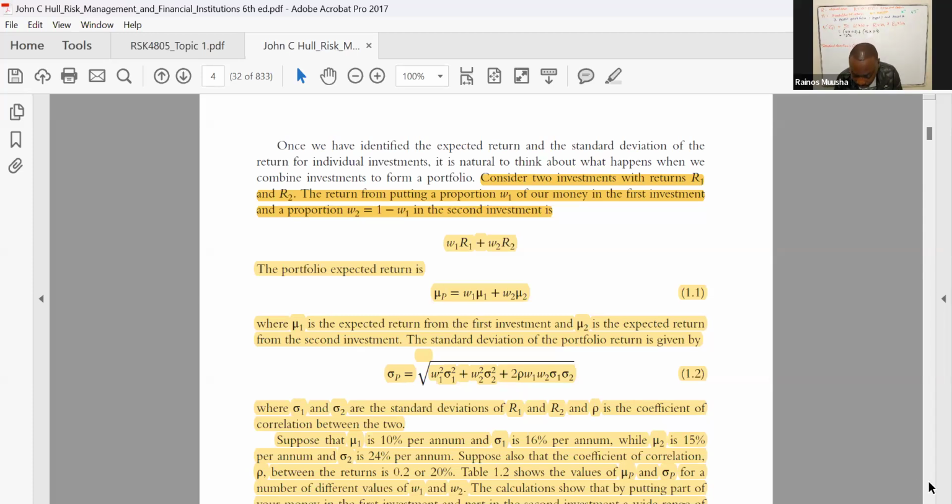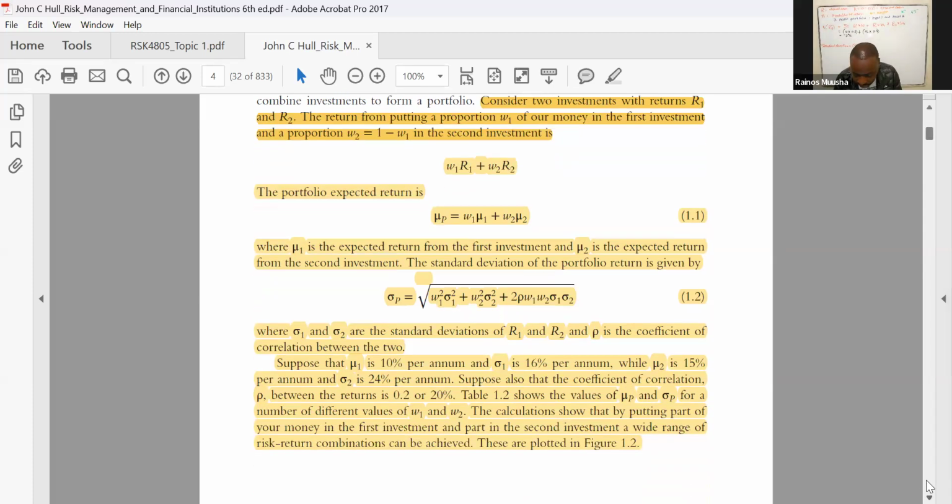And remember, on the question, they gave us the standard deviations. For asset 1, the standard deviation is 16%. For asset 2, the standard deviation is 24%. And then they also say, suppose also that the correlation coefficient, which is represented there. So this is how you represent the correlation coefficient between the returns is 0.2. So given this information, we need to calculate the standard deviation of this portfolio.